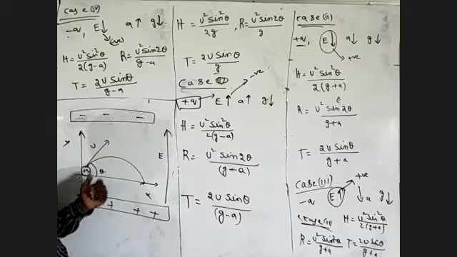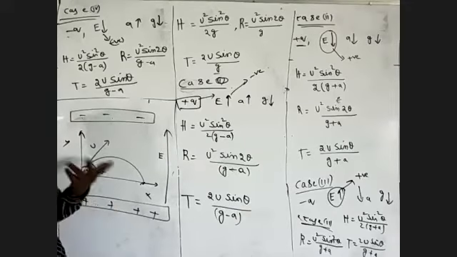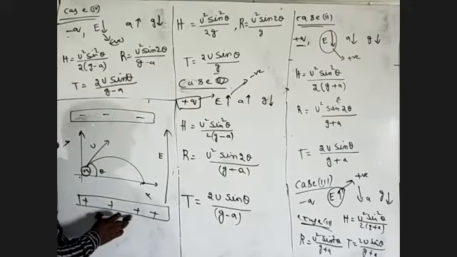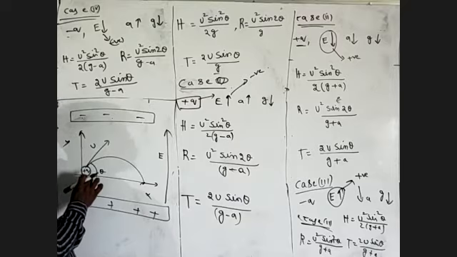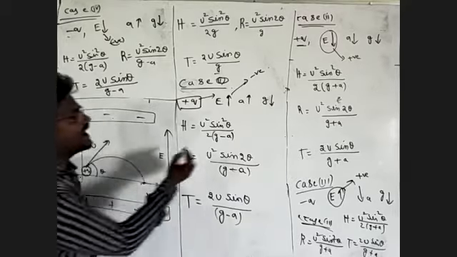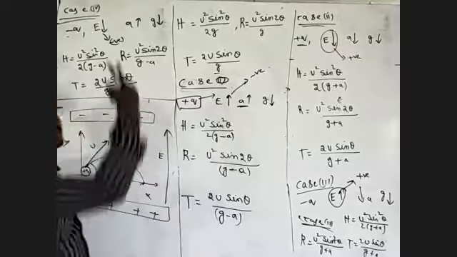Is the acceleration of the charged particle upward or downward? We have to find out. How do we find out? This is a positive plate, and this is a negative plate. The positive plate will repel positive charges in the upward direction. So the acceleration of the charged particle is in the upward direction.